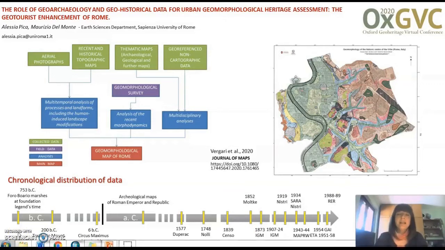I'm Italian, and with this talk I want to tell you about my research group's results in urban geomorphological analysis. And I want to share with you our new project about geoarchaeology's role in this kind of studies. Urban geomorphological analysis is very interesting in Rome.